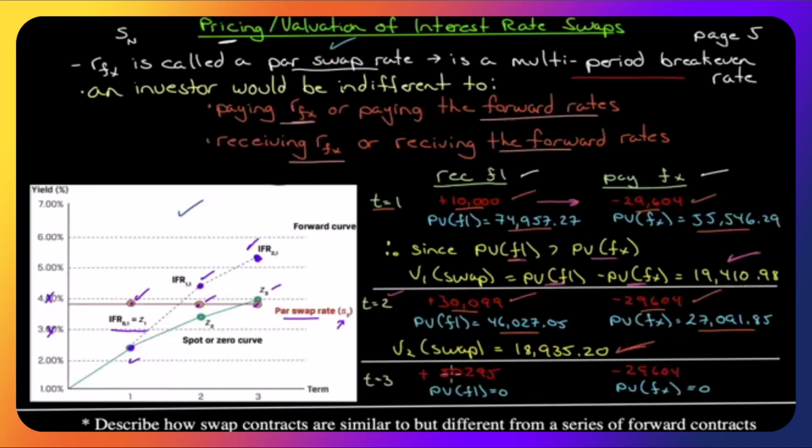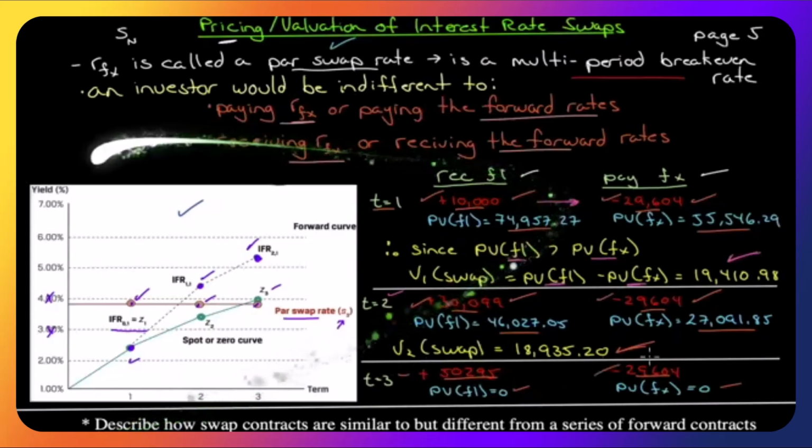Let's go all the way to the end. We get our last payment, $50,295. We make our last fixed payment. The present value of any floating payments left is 0. Present value of any fixed payments left is 0. And I've already shown you that if you took the present value of these three payments, it would equal the present value of these three payments.